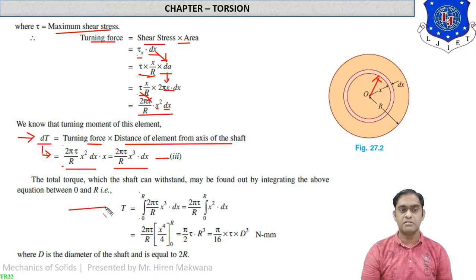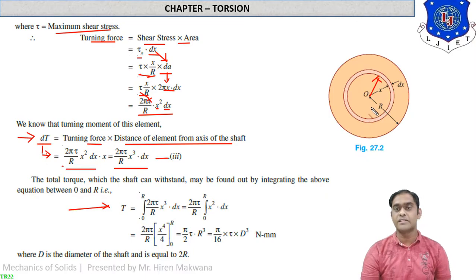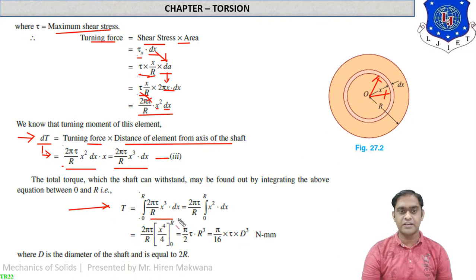But we are interested in finding the total torque of the shaft. So integrating from 0 to r. This ring is having radius x only, but we are finding the torque for the entire cross section of the shaft. So the limit will be 0 to outer radius r, and the remaining terms as it is, just take out the constant terms 2 pi tau by r. So integration is for x cube dx only.